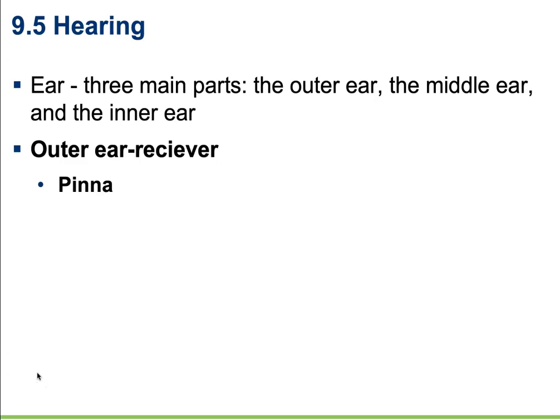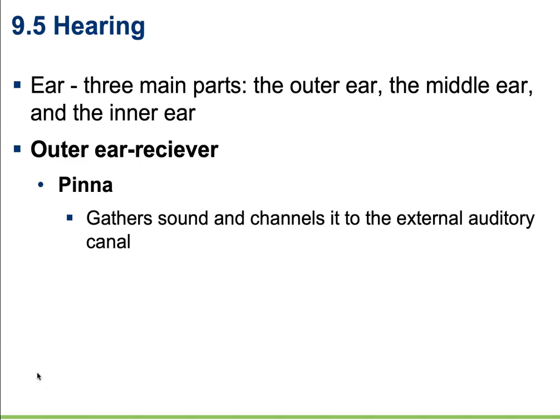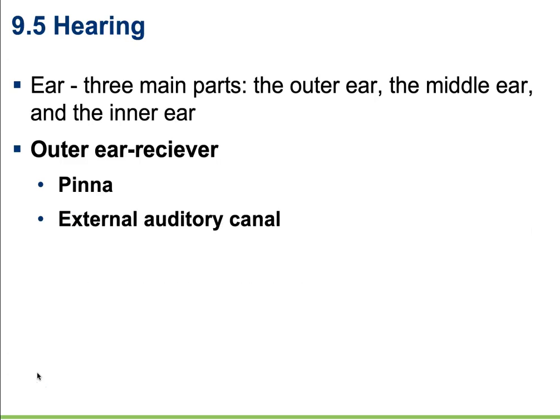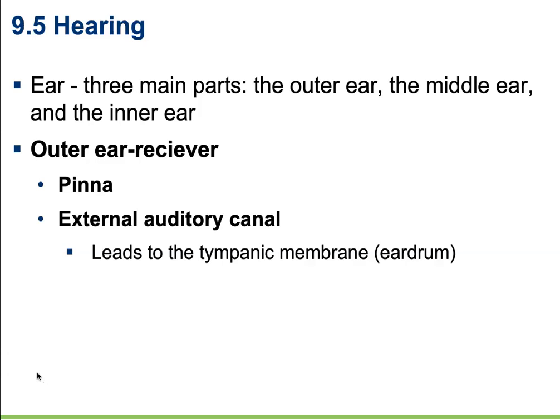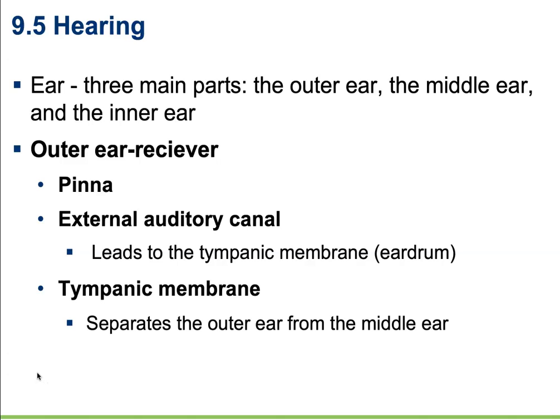The pinna is going to be the giant floppy portion on the outside of your head. What do you think its primary purpose is going to be? Its job is to gather the sound and channel it into the external auditory canal. This is also responsible for helping us determine sound direction. The external auditory canal is going to lead up to the tympanic membrane, or the eardrum. So this is going to channel all of those sound waves right into the tympanic membrane, or the eardrum. The tympanic membrane is going to separate the outer ear from the middle ear.